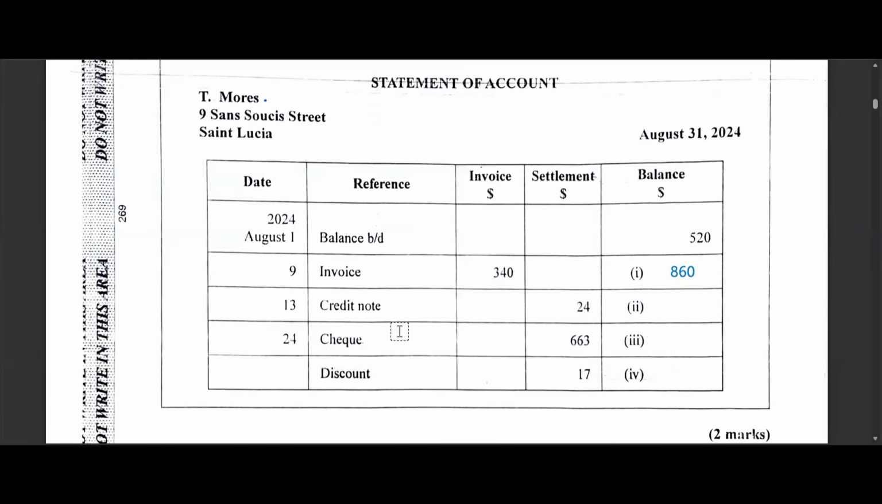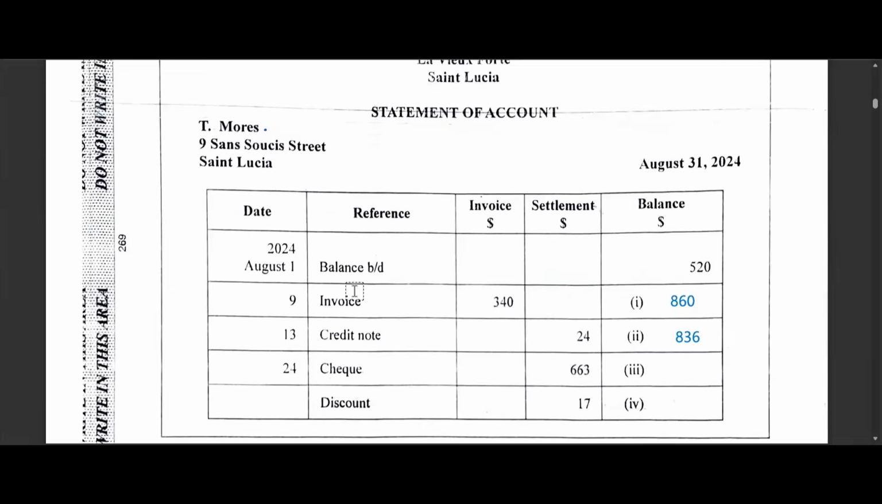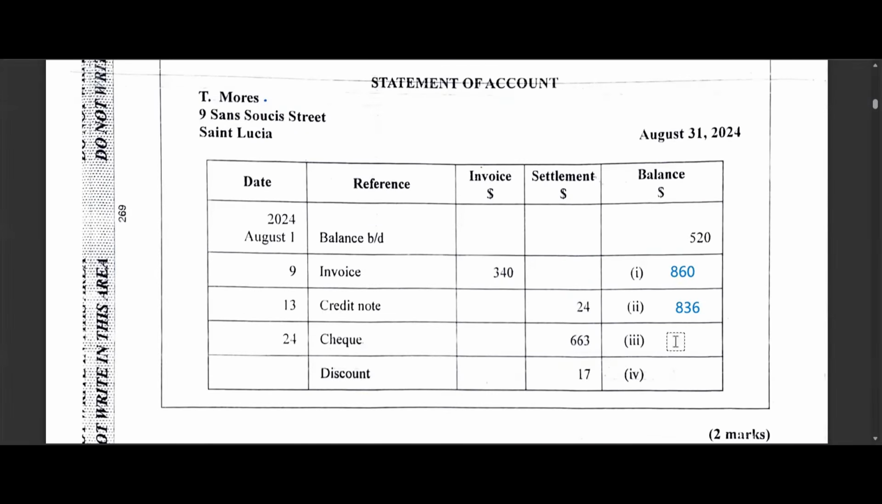Now, on the 13th, a credit note was issued. Credit note simply is when the customer returned goods to Timor's. Therefore, we need to deduct that $24. So after we subtract the $24, we should get a value of 836. Nicely done. On August the 24th, the customer, which is Timor's, paid Bihari a check for $660. Therefore, we're going to subtract 660 from the 836 to give us a total of 176.